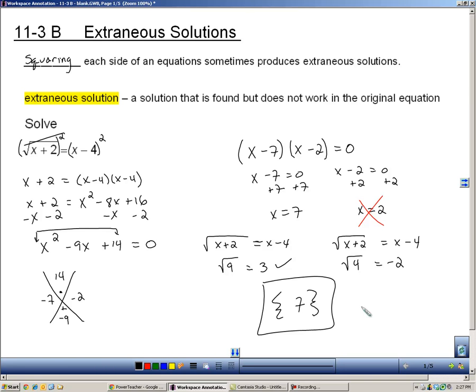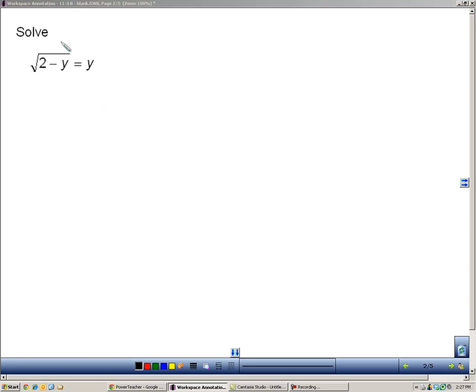Now this happens more often with radicals than it does when you're just solving quadratics like we did in Chapter 9. So I'm going to tell you that you have to check all your solutions by plugging them back into the original to see if there's any extraneous solutions.